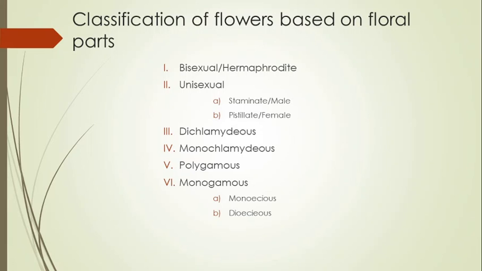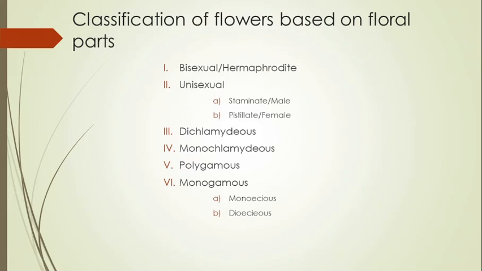We find in some plants both unisexual and bisexual flowers are found on the same plant. So such plants are called polygamous plants. We find unisexual and bisexual flowers, and even the sterile flowers, that is flowers which do not have the androecium and gynoecium on the same plant. So they are polygamous. And there are plants which are monogamous.